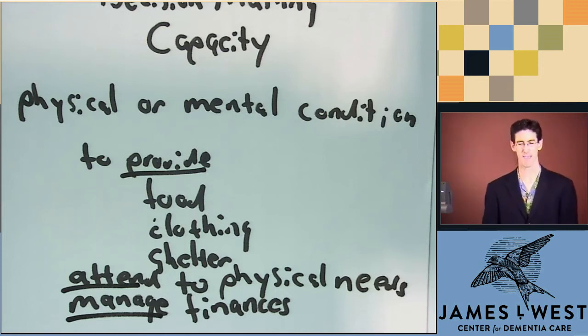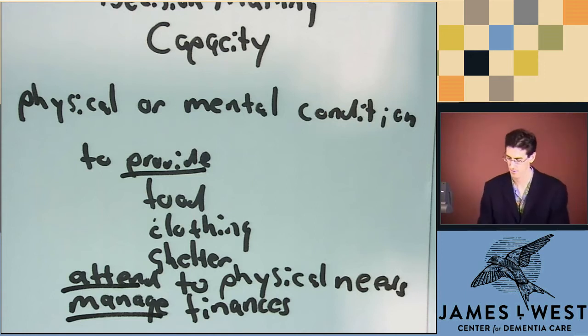And then finally, again, managing finances. It's not, do they have money in a bank account? It's, are they really managing their money? Are they paying the bills? Do they know how much money's coming in? Do they know how much money's going out? And so the key in the definition is really the verbs. And so that is the definition of being decisionally incapacitated.